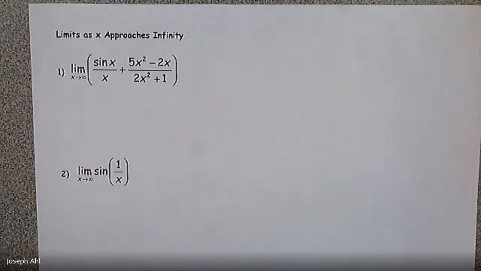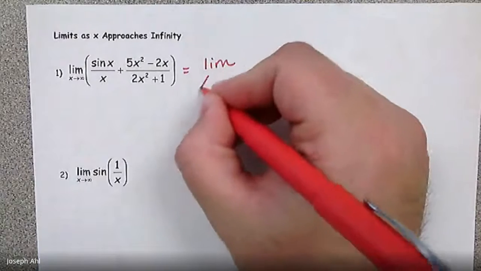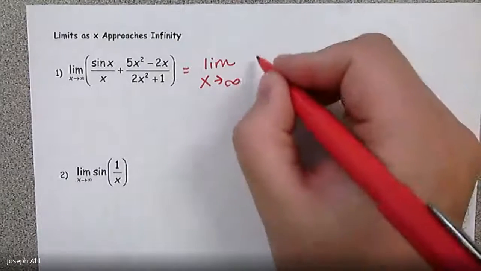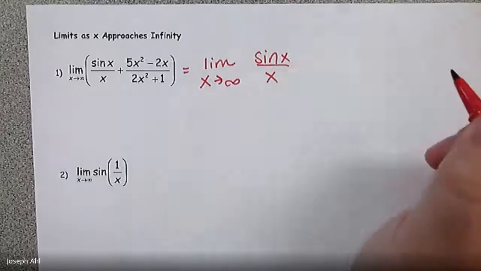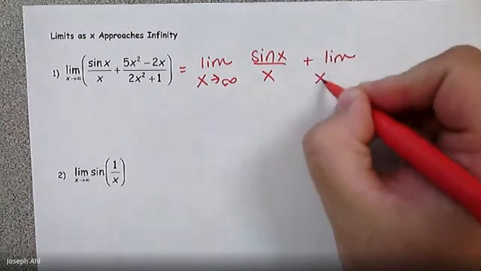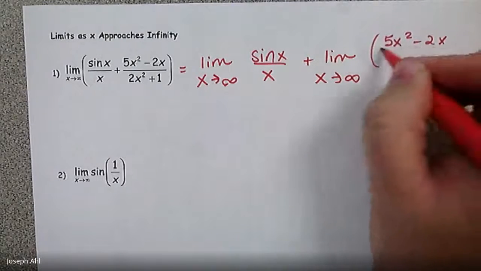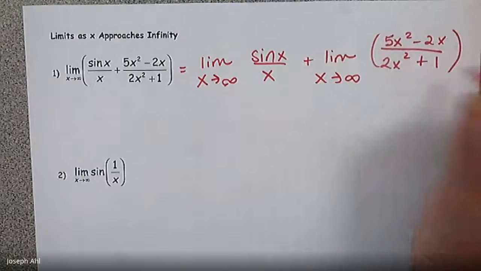So for this first example here, we have the limit as x approaches infinity for a somewhat complicated looking function. And what I'll have you remember is that when we take the limit as x approaches a sum of 2 functions, that's going to equal the sum of the limits. So it might benefit us to break this down to the limit as x goes to infinity of sine x over x, plus the limit as x goes to infinity of 5x squared minus 2x over 2x squared plus 1.